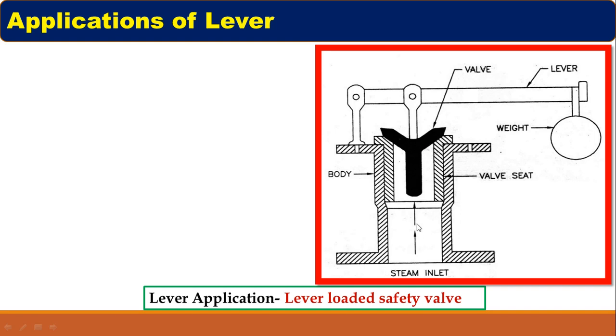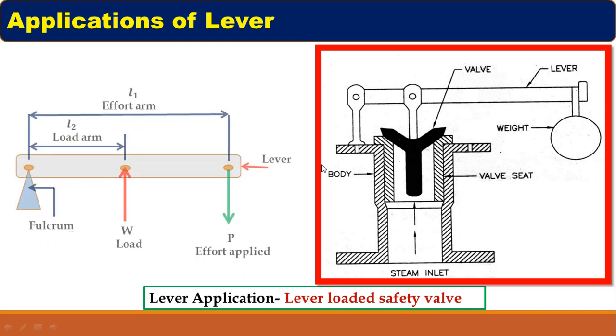As the steam pressure decreases, the corresponding force acting on this valve will decrease, and this valve will again come into the downward direction under the weight of the weight attached at this end. So this is the simple working of this lever loaded safety valve. Why is it called a lever loaded safety valve? Because it ensures the safety of the boiler by maintaining the pressure within the desired limit.